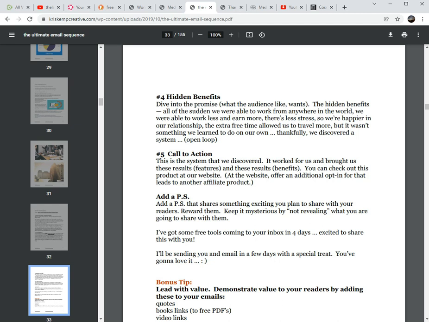The 5th email, the call to action. It's a big reveal. You're pulling back the curtains. Number 5, the call to action. This is a system we discovered. It worked for us and brought us these results and features, these results, benefits. You can check out this product at our website. So at the website, you offer an additional opt-in that leads to another affiliate product. And then you add a PS to this that shares something exciting you plan to share with your readers. Reward them. Keep it mysterious by not revealing what you're going to share with them.